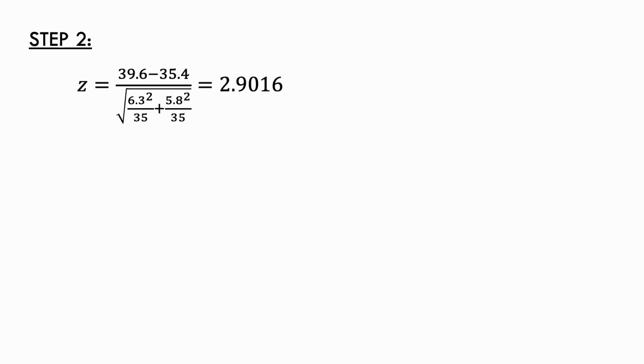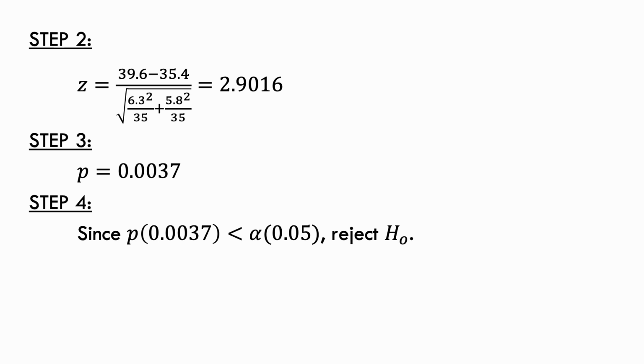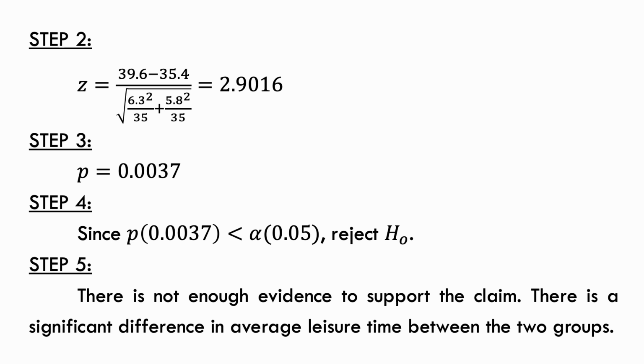Now for step 2, using our formula, we found out that z is equal to 2.9016. Since p is less than alpha, we reject the null hypothesis. We conclude that there is not enough evidence to support the claim. There is a significant difference in average leisure time spent between the two groups.